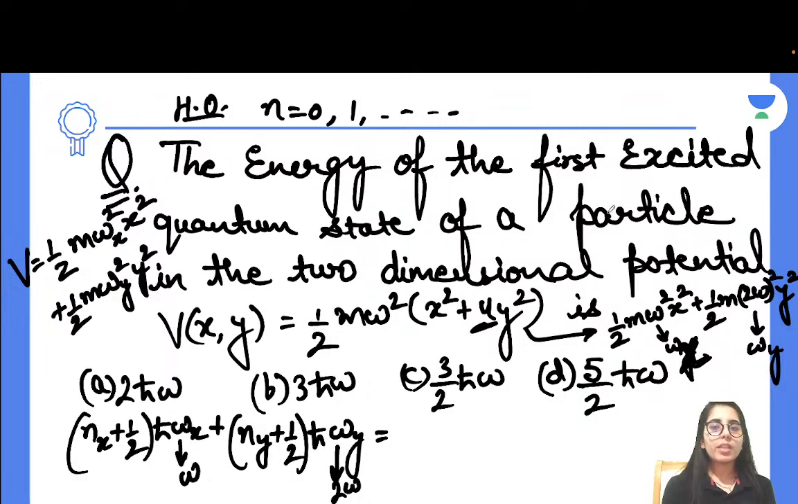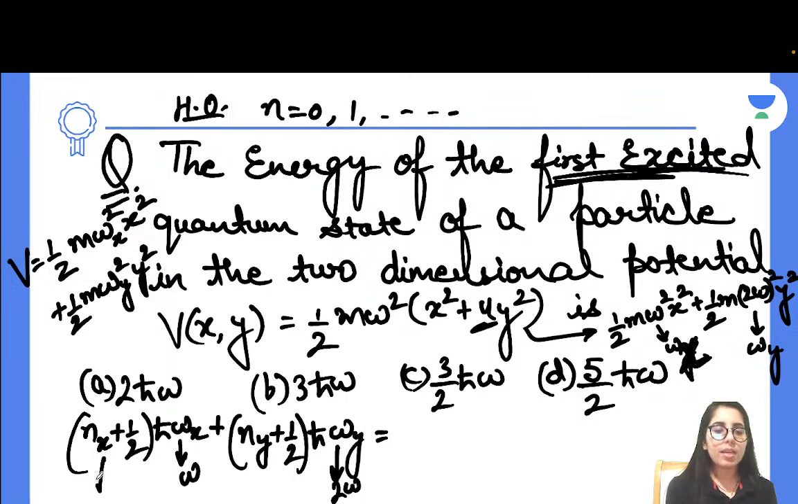So now you want to find the first excited state energy. In that case, 0, 0 for nx and ny values was giving you the minimum energy, the ground state energy. For finding the first excited state, you have to take the nx and ny values in such a way that you are not skipping any value in between.